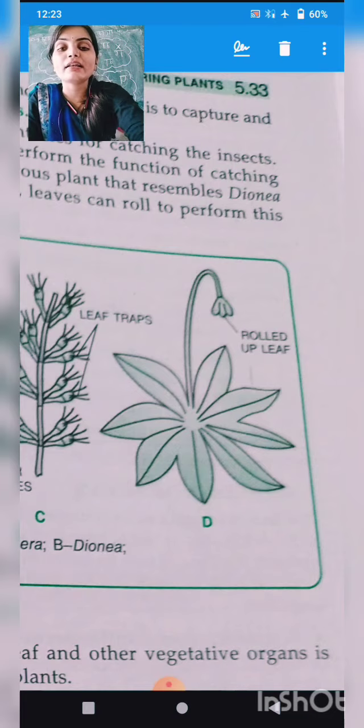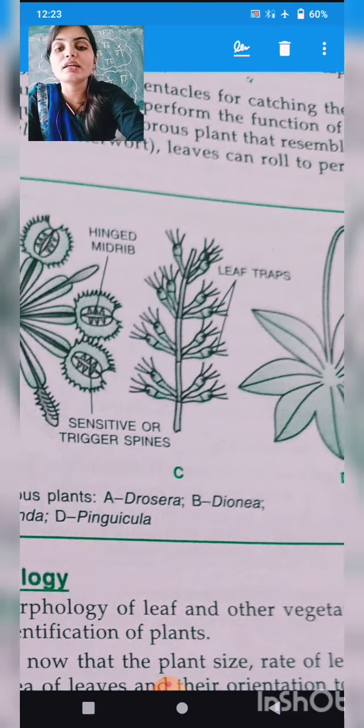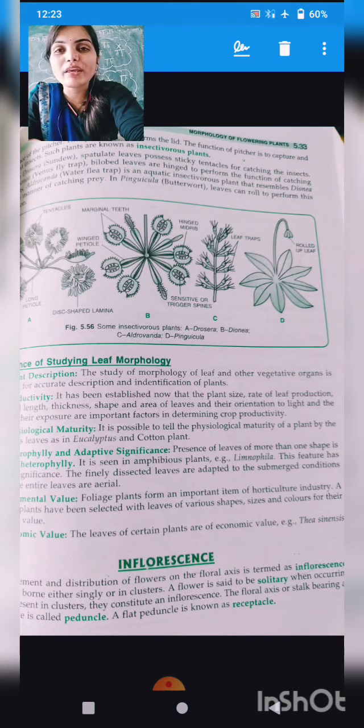Okay, and in our next class we will study what is inflorescence. From here the topic will become interesting. Okay, till now we had studied only the boring part, but from here the topic will become interesting and you will study what is inflorescence. Before starting this topic, I just wanted to give you an introduction that the position of flowers on the plant is known as inflorescence.